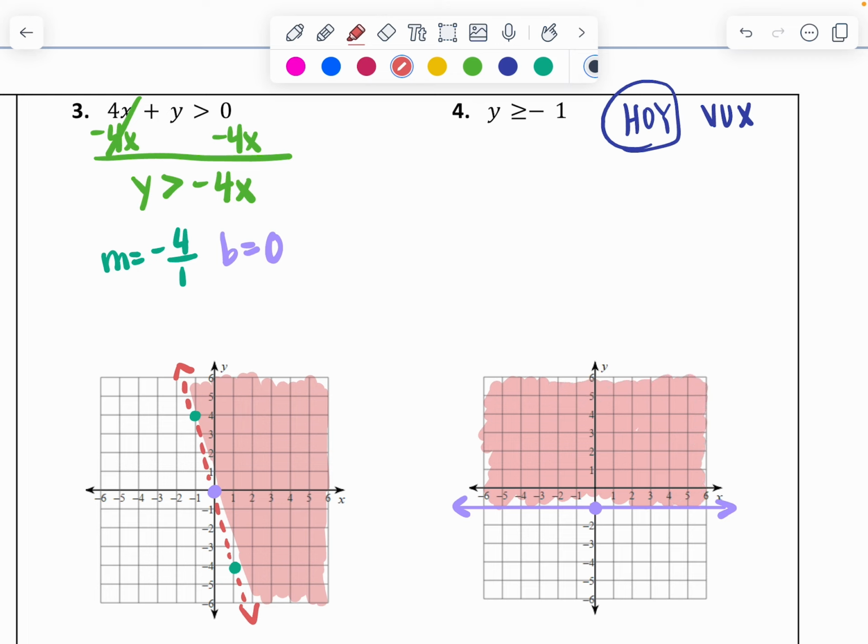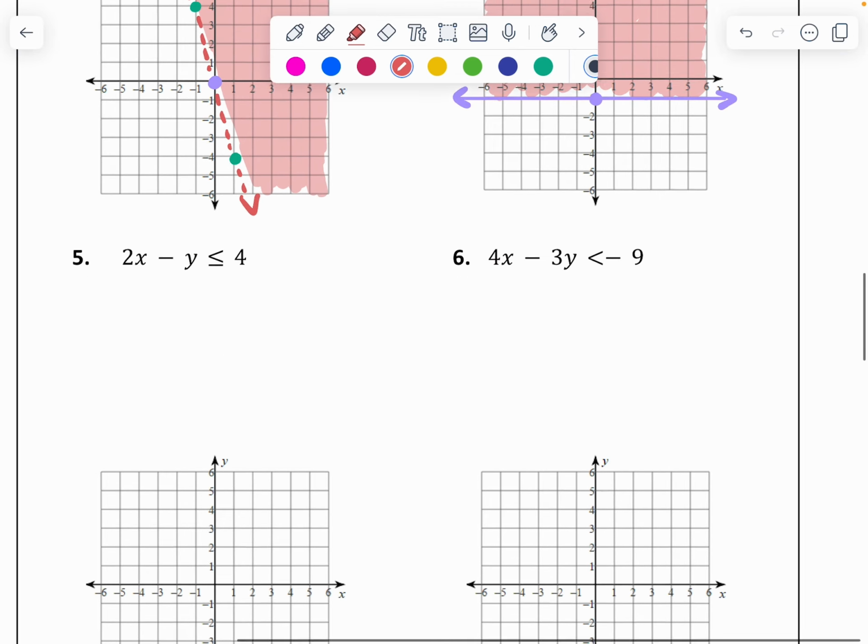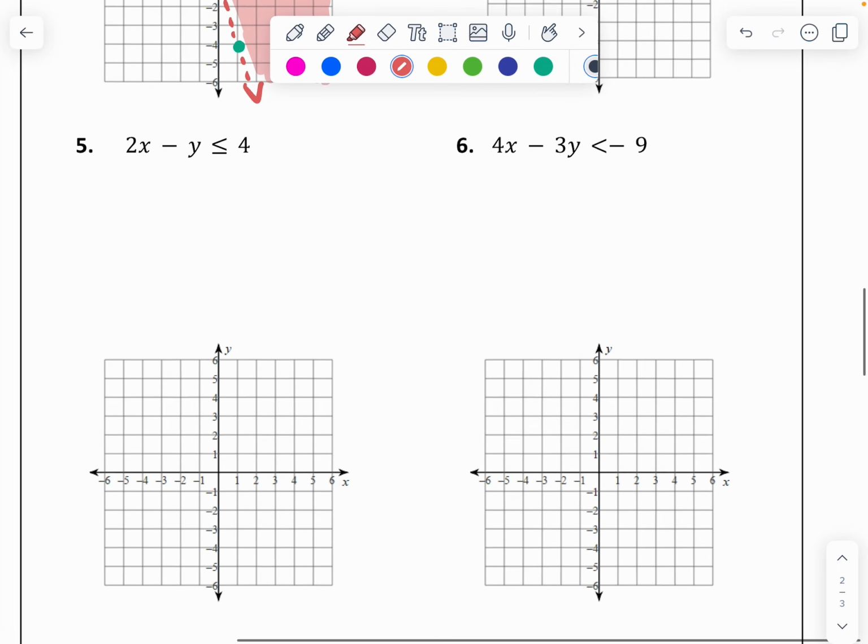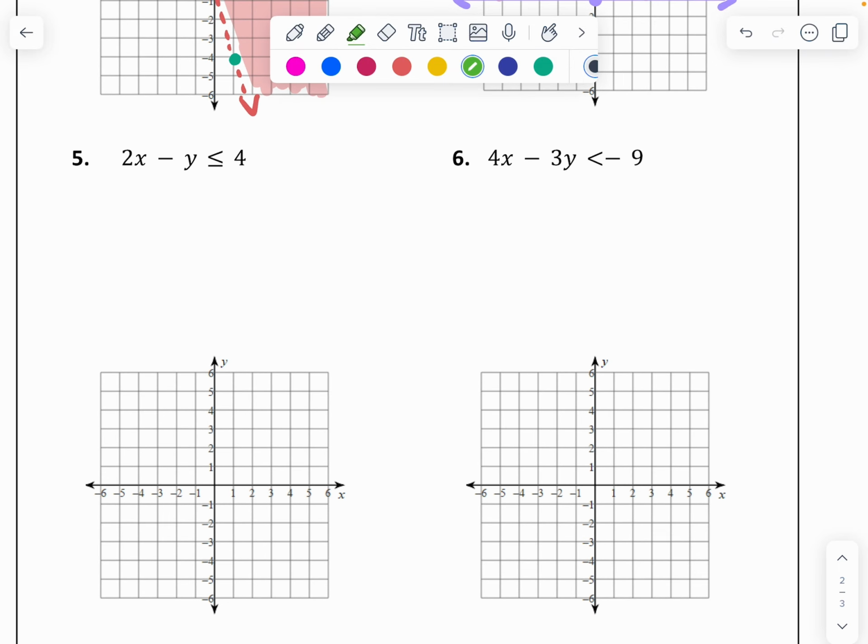A vertical line would start with x, and there would be no y in the equation. 2x minus y is less than or equal to 4. Subtract 2x. So now I have negative y is less than or equal to negative 2x plus 4.